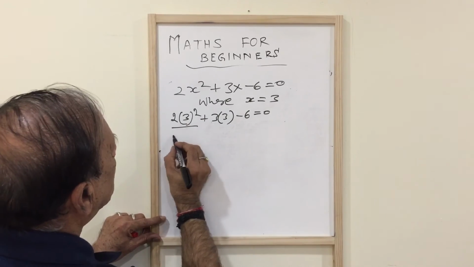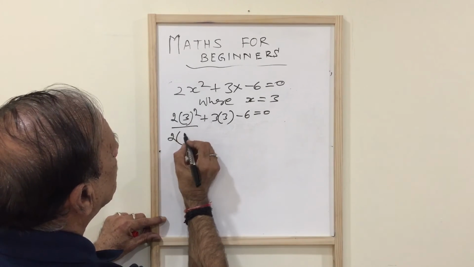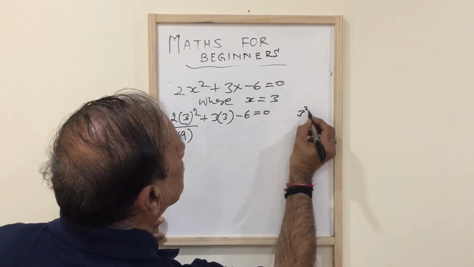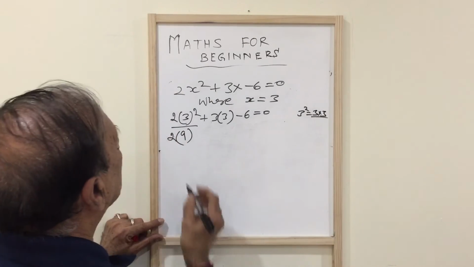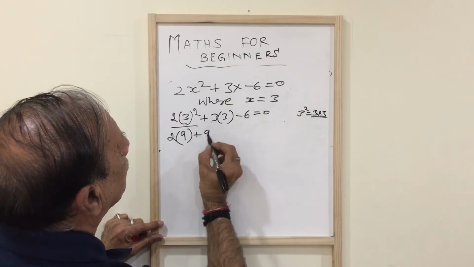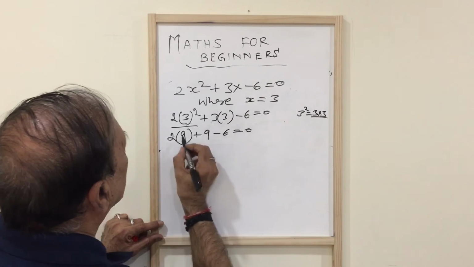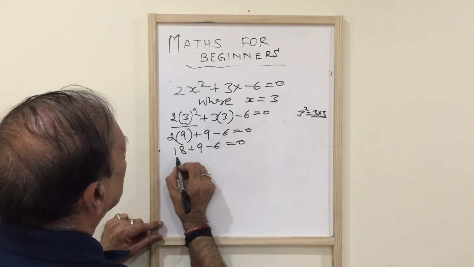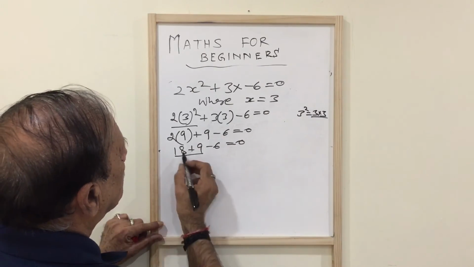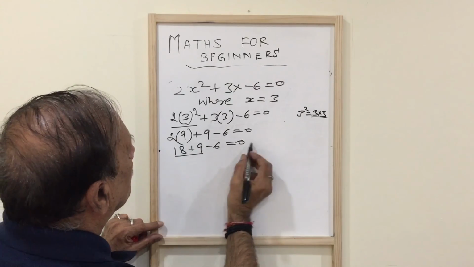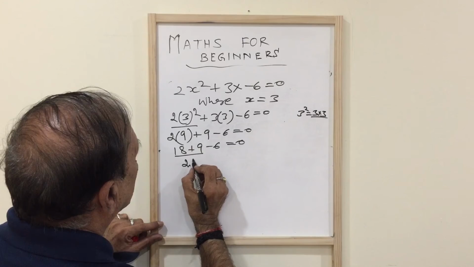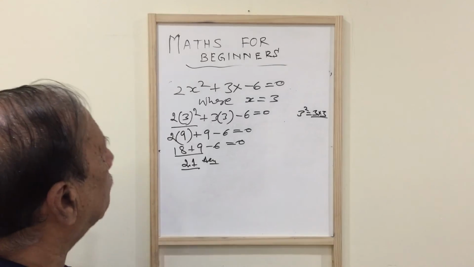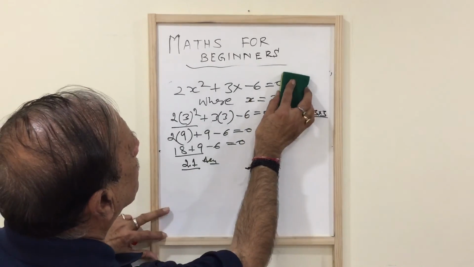Now we solve this equation. 3 square is equal to 9. 2 multiplied by 9, 3 square is equal to 3 multiplied by 3, plus 3 into 3 is 9, minus 6 is equal to 0. We'll add 18 plus 9 minus 6. This is 27 minus 6. So it will become 21. So the answer will be 21. So like that you can substitute the value in any equation and you can find out the answer.